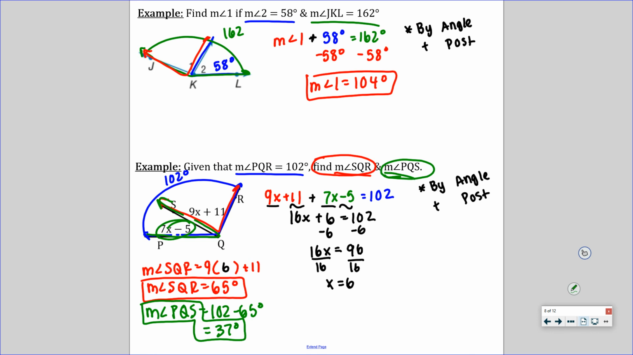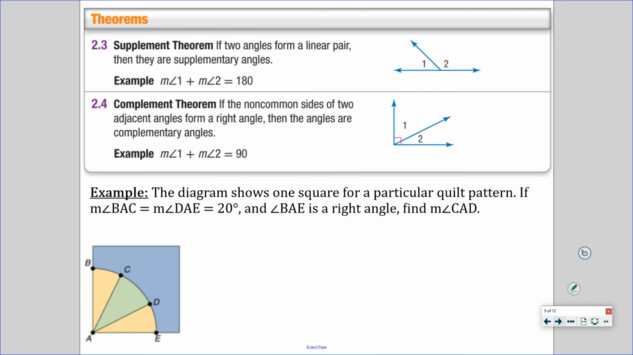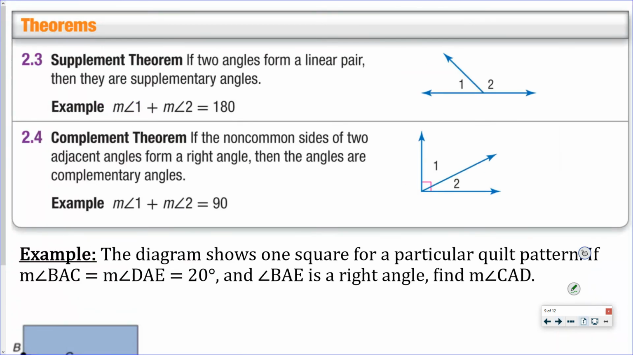Okay. We're going to look at a couple theorems next. And again, technically you've been using these theorems in chapter 1. So we have the supplement theorem and the complement theorem. The supplement theorem states, and look how this is formed as an if-then statement: if two angles form a linear pair, if that hypothesis is true, then they are supplementary angles. We can conclude that. Which means those two angles total how many degrees if they're supplementary? 180. Thank you.